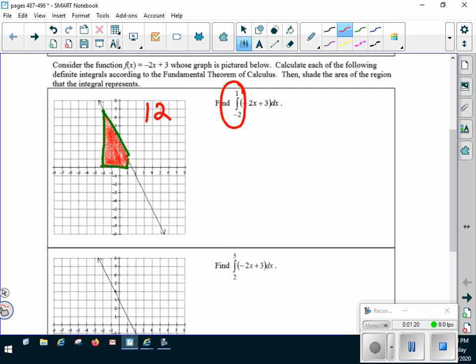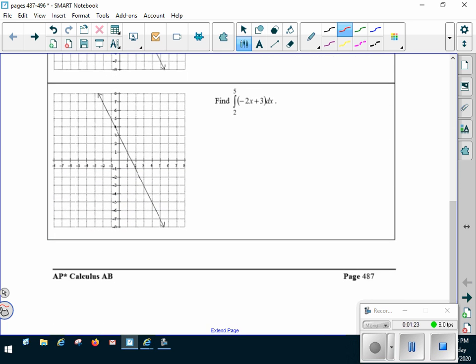Once you get that one done, I want you to go down and do the same thing to this one, but we're going from 2 to 5. That's right. Now, this is below the x-axis, so your answer is going to be negative because the heights of all of your pieces, if you were doing rectangles like Riemann sums, the y values would all be negative. So all I want you to think is this region is below the x-axis completely, so I know that area will be considered negative.